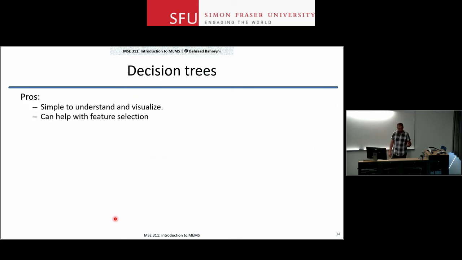Easy to understand and visualize. They also, because you see which features are creating the largest separations and distinctions between these data sets at the top of the tree, they can actually tell you which features are more important. So if you have, let's say, 5, 6, 7 features, you can create a tree and see which of them show up early on and which of them are down at the bottom of the tree.